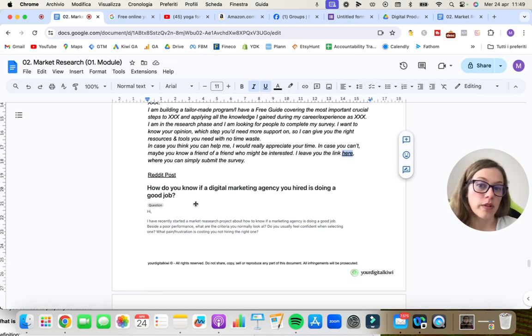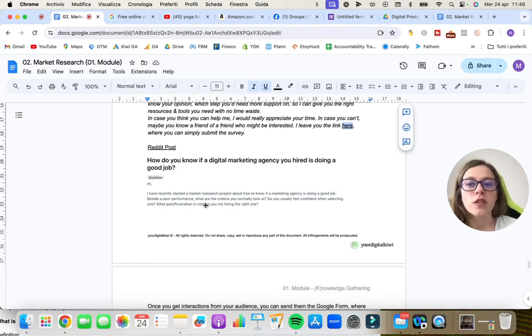This is an example of a Reddit post. For example, how do you know if a digital marketing agency you hired is doing a good job? Is a question. Hi, I have recently started a market research project about how to know if a marketing agency is doing a good job. Besides a poor performance, what are the criteria you normally look at? Do you usually feel confident when selecting one? What pain, frustration is costing you not hiring the right one?